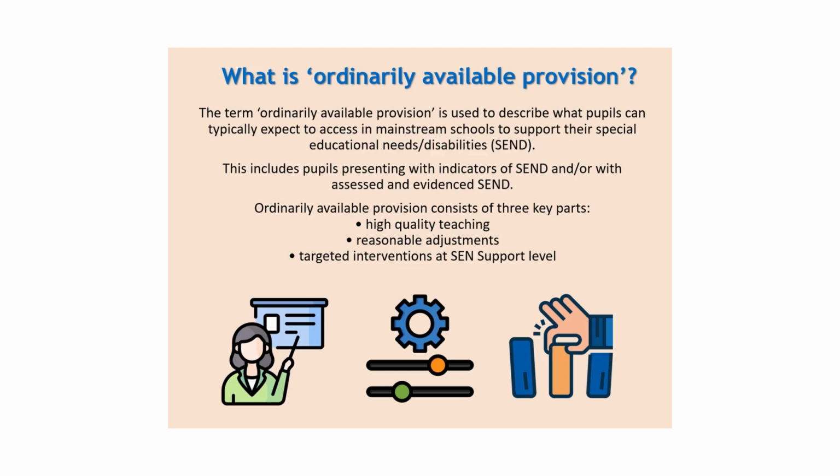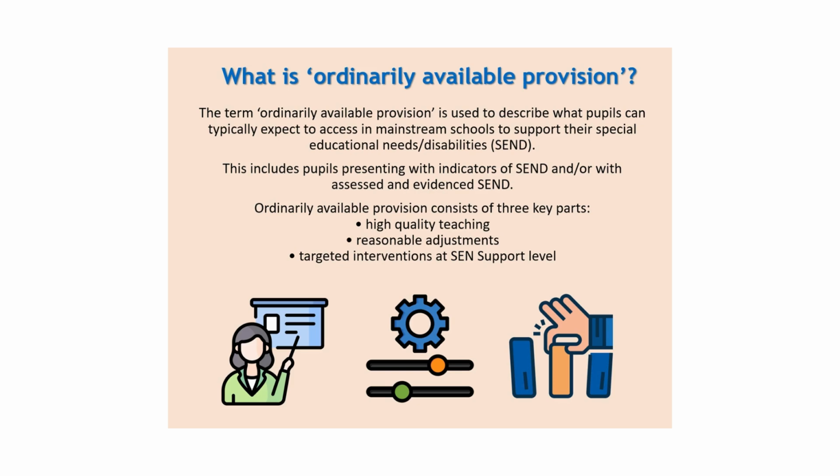What is ordinarily available provision? The term ordinarily available provision is used to describe what pupils can typically expect to access in mainstream schools to support their special educational needs or disabilities, SEND. This includes pupils presenting with indicators of SEND and/or assessed and evidenced SEND.